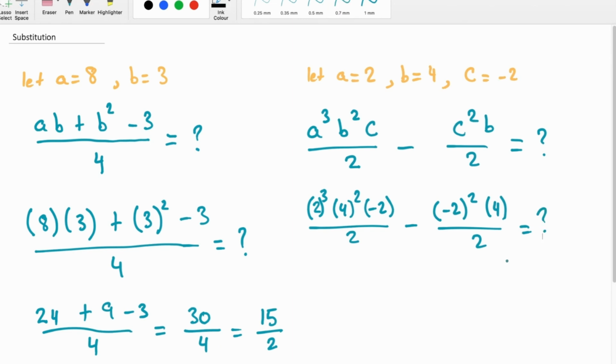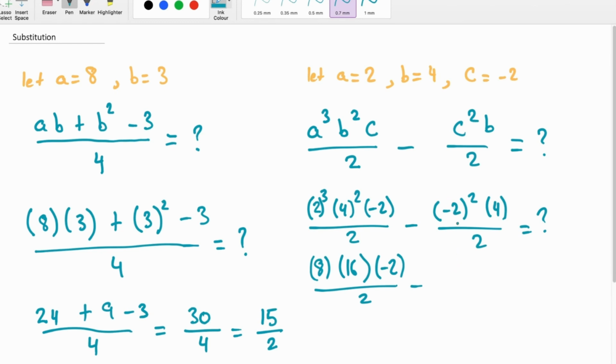Let's simplify that left-hand side first. So 2 cubed is equal to 8. 4 squared equals 16. In brackets, minus 2, all over 2. And on the right-hand side, we have minus, and then we have minus 2 squared.